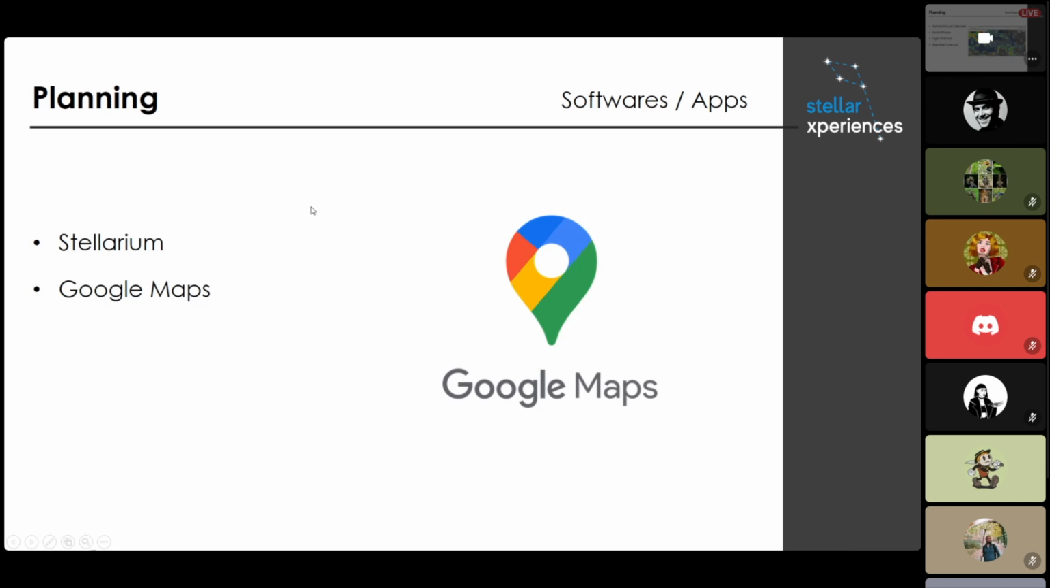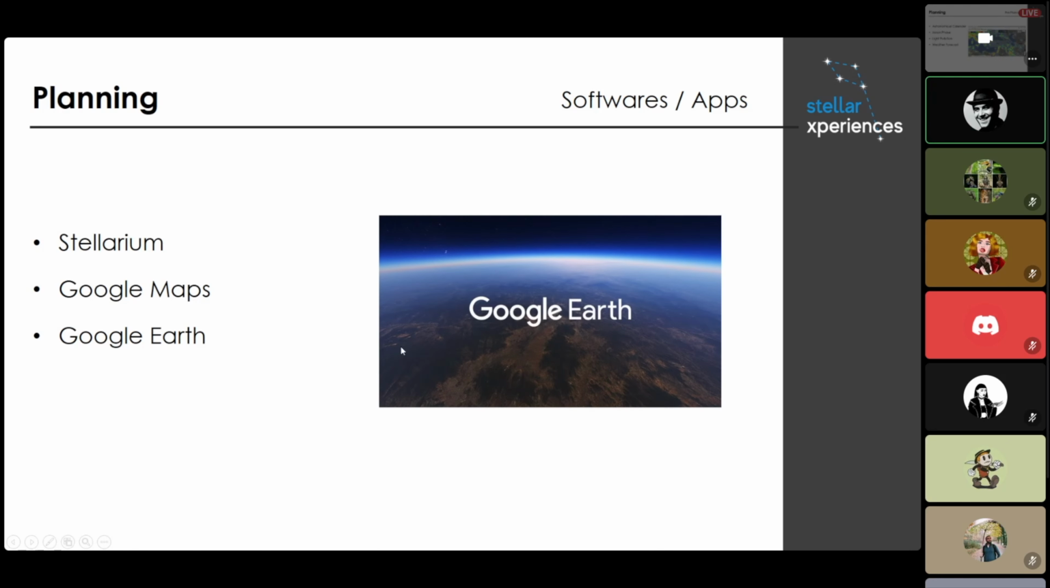Google Maps or Google Earth, whichever you like. I use Google Maps, and I will show how to use Google Maps and get the GPS coordinate and put it in Stellarium to be able to simulate the sky.